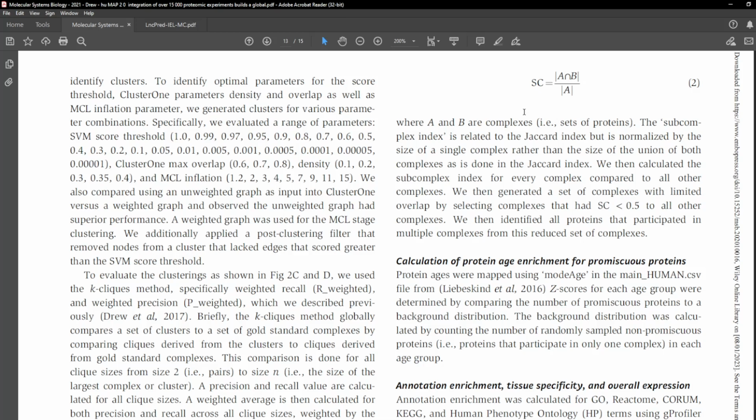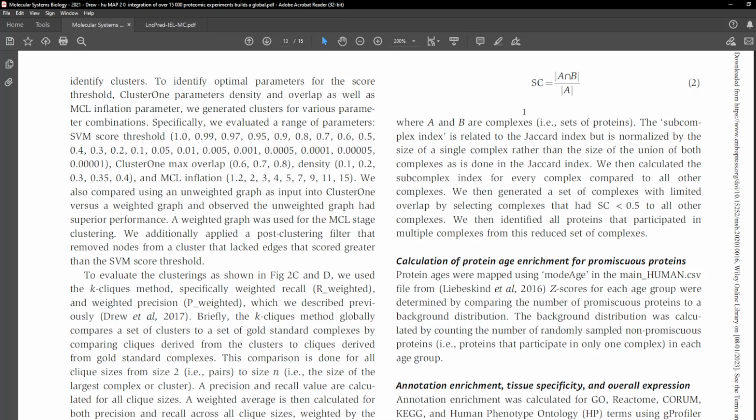Briefly, the K-Cleeks method globally compares a set of clusters to a set of gold standard complexes by comparing cliques derived from the clusters to cliques derived from gold standard complexes. This comparison is done for all clique sizes from size 2, i.e., pairs, to size n, i.e., the size of the largest complex or cluster.